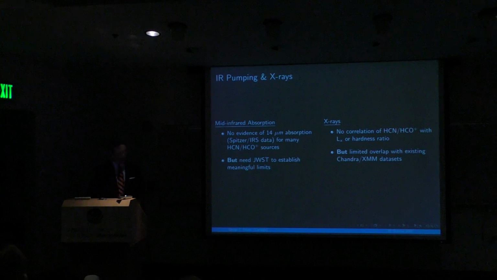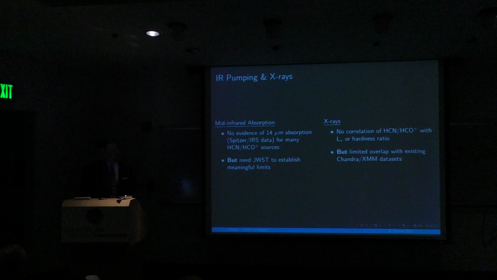In terms of the X-rays, there was no strong correlation of the HCN to HCO+ ratio with any X-ray property that we could reliably measure, such as just the total luminosity or the hardness ratio. So it doesn't seem like X-ray chemistry is driving the line ratio in these objects, at least on a global scale. But we really need more X-ray data. There's kind of limited overlap with Chandra and XMM.